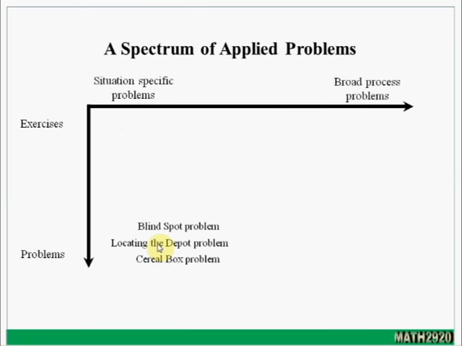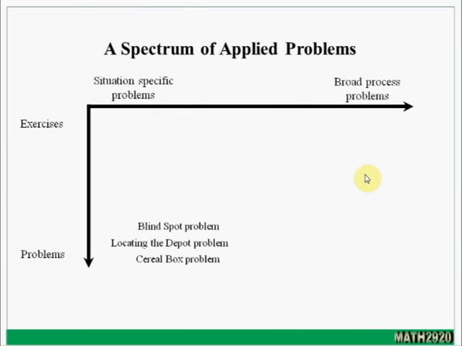And likewise, the blind spot problem and the cereal box problem. The cereal box problem may be not quite as specific as the depot problem, in that this might apply to any cereal box manufacturer, perhaps. So I might move it along the spectrum here a little bit more, but basically they're situation-specific problems. What I want to do is move right down to the other end here and talk about broad process problems, because that's at the far other end of the extreme, but mathematics is still extremely useful there.